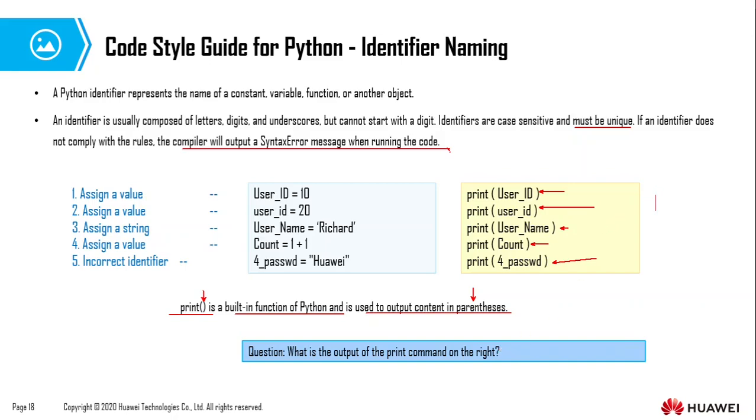The output will be, of course, for this first variable user ID, we assigned it to 10, so it's going to print 10. Then for the second one, it's going to print 20. Then it's going to print, as you guessed it, Richard. Then count is equal to 1 plus 1, so it's going to print 2, like that. Then for this one, it's going to print syntax error, because the variable here is wrong. So that's going to be the output of this particular program.